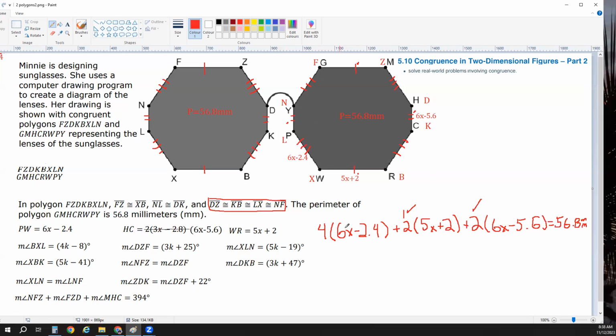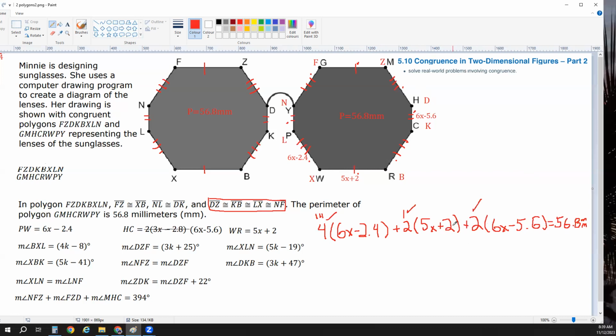And I have 4 of the 6x minus 2.4s. Got 1. These are the 3s. I got 1 of the 3s, 2 of the 3s, 3 of the 3s, and 4 of the 3s. Check. Okay, does everything have a dot on it? Yep, all of my sides are accounted for.